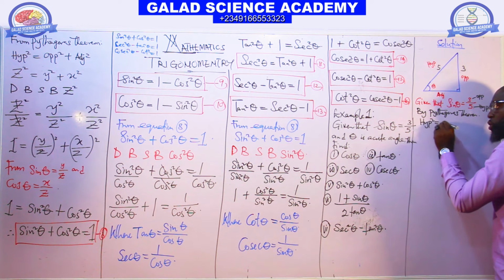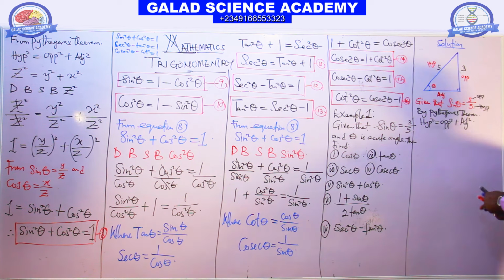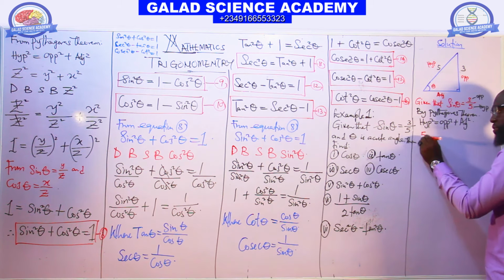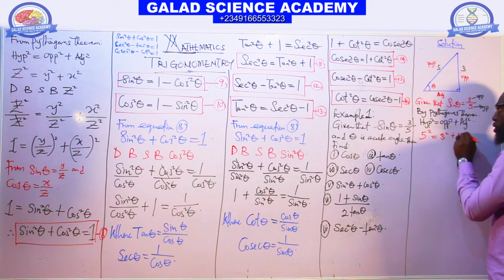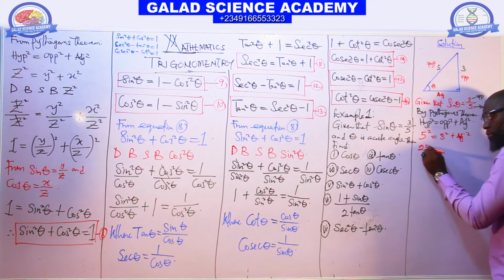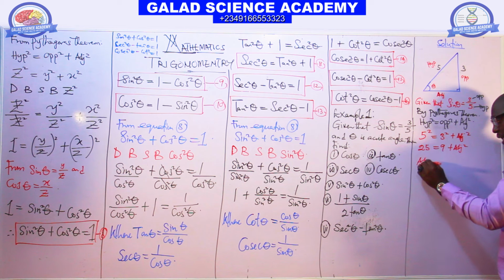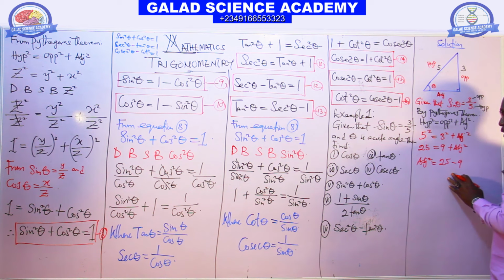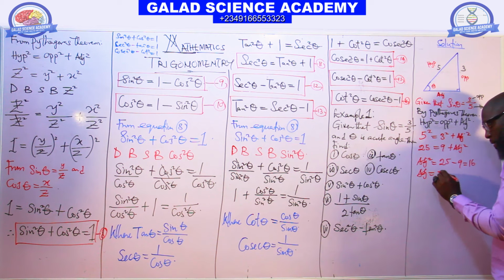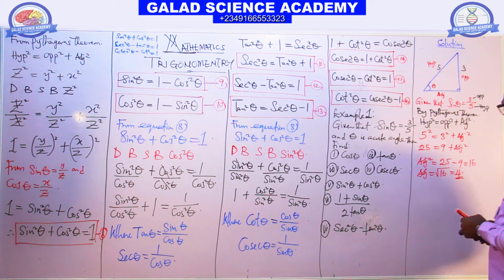Hypotenuse squared is equal to opposite squared plus adjacent squared. What is the hypotenuse? We have 5. What is the opposite? We have 3. The adjacent is unknown. So you now have 25 equals 9 plus adjacent squared. Adjacent squared should be 25 minus 9, which gives us 16. So the adjacent is the square root of 16, which is 4.